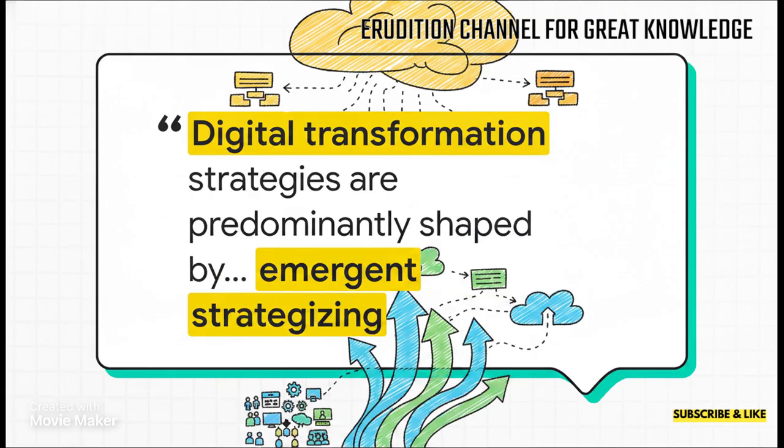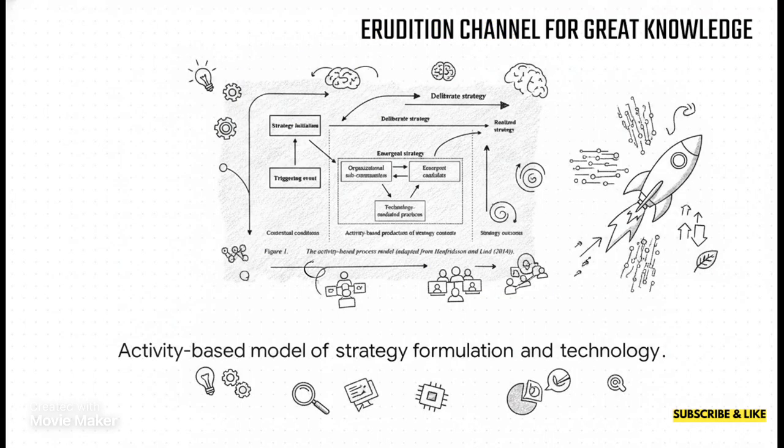It turns out these strategies are predominantly shaped by a diversity of emergent activities coming from separate organizational subcommunities through a bottom-up process. Basically, the people on the ground, the ones interacting with the tech and the customers every single day, they are the ones organically generating the real strategic shifts. Think of it as an activity-based process. A triggering event kicks things off, sure, leading to strategy initiation. But then you have this emergent strategy phase bubbling up.